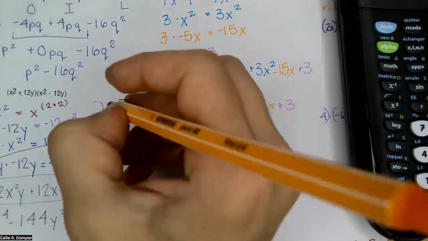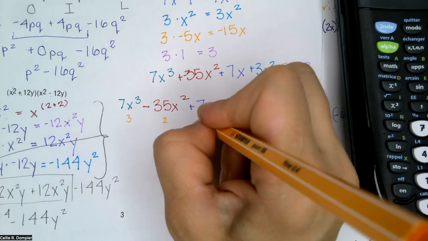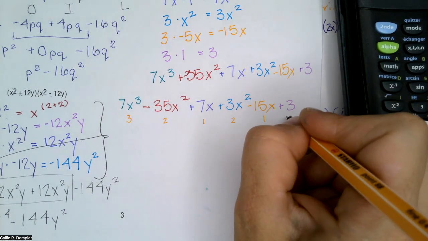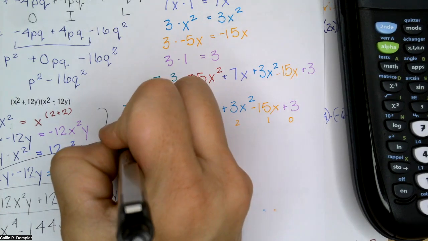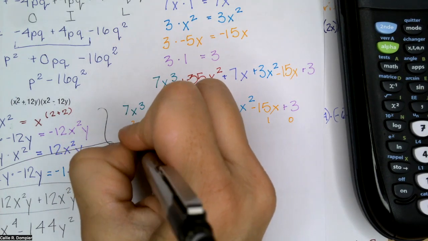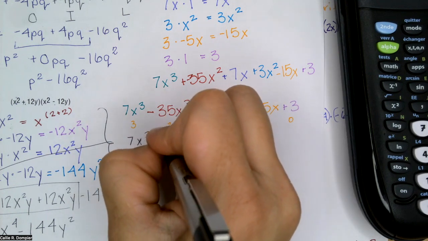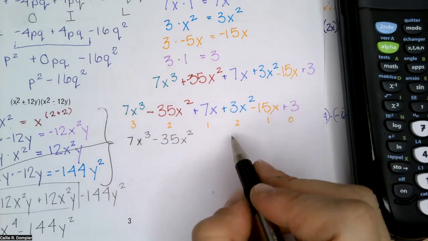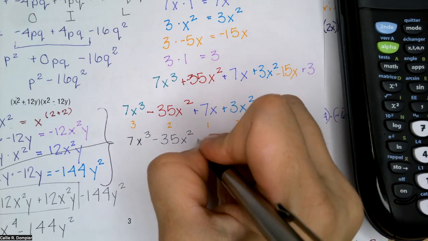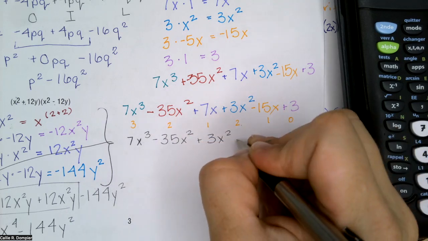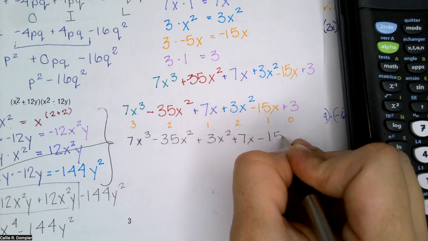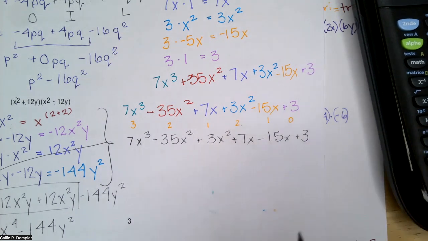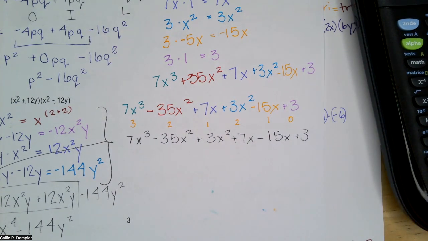Let's put them in order. Remember, this is a degree 3, that's a degree 2, that's a degree 1, that's a degree 2, that's a degree 1, that's a degree 0. If you put them in descending order of degree, oftentimes it puts them in orders to group them, but sometimes it doesn't. So 7x cubed minus 35x squared, where's the other second degree, plus 3x squared. Now we're done with the 2's, we'll go to the first degrees, plus 7x minus 15x, and then the 0 degree is the 3.